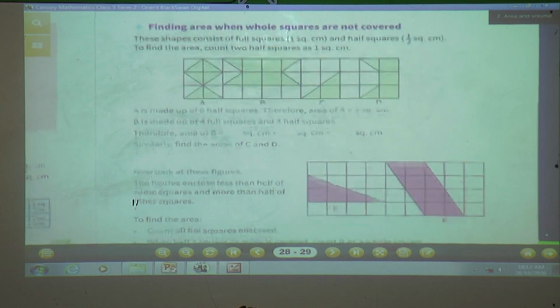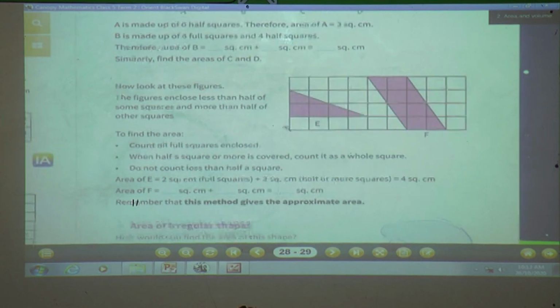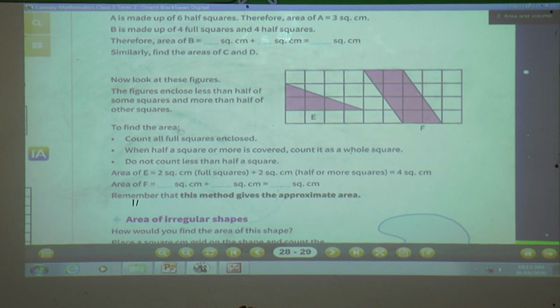Now in this figure, see here also some rules. To find the area, count all full squares enclosed. When half a square or more is covered, count it as a whole square. Do not count less than a half square. Okay. Remember that this method gives the approximate area.